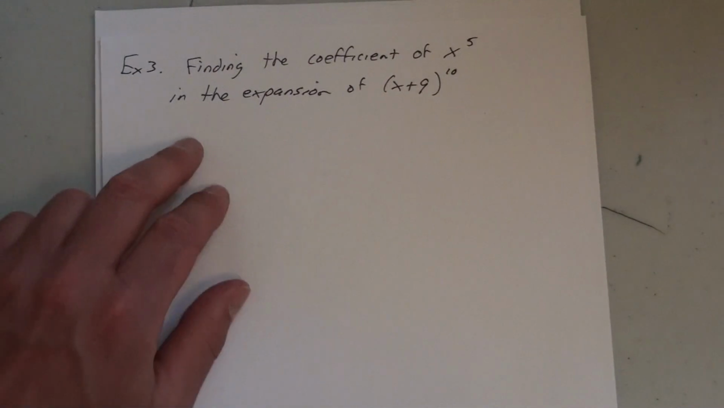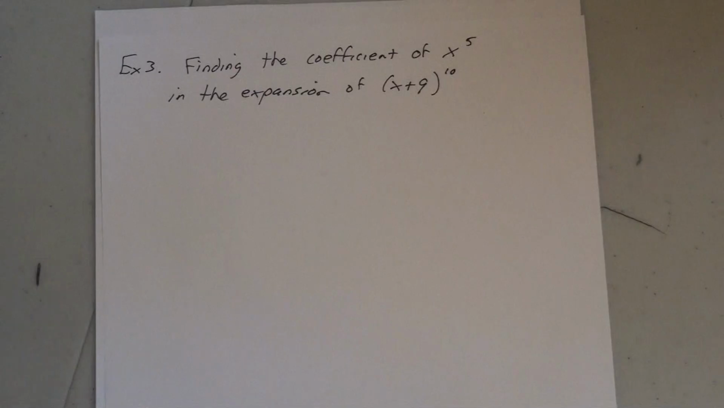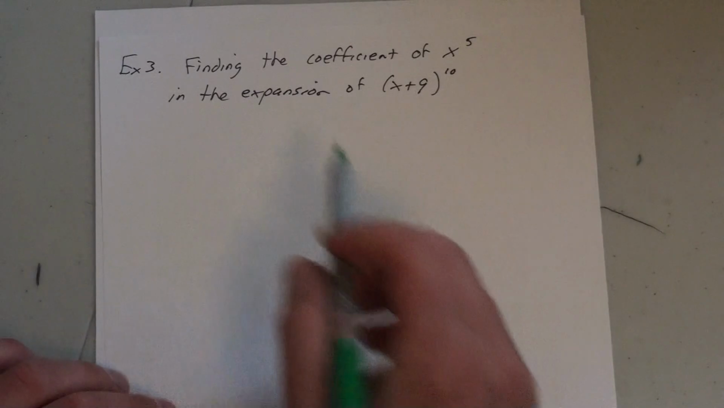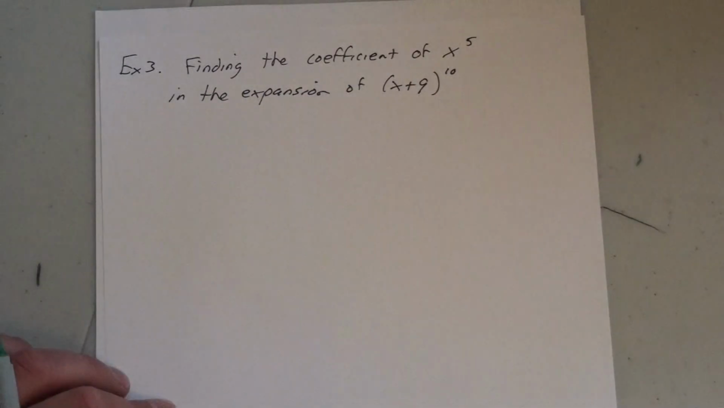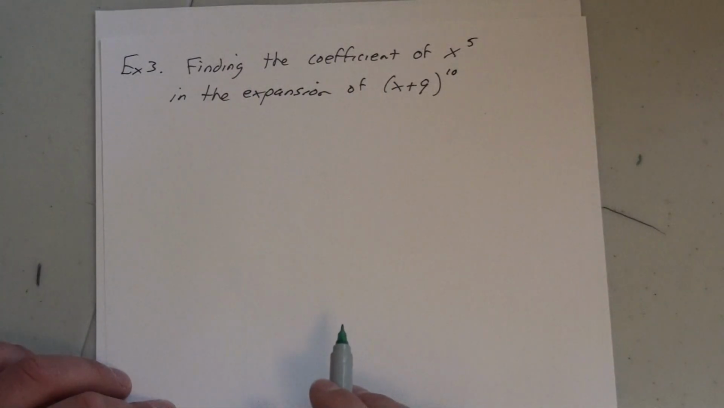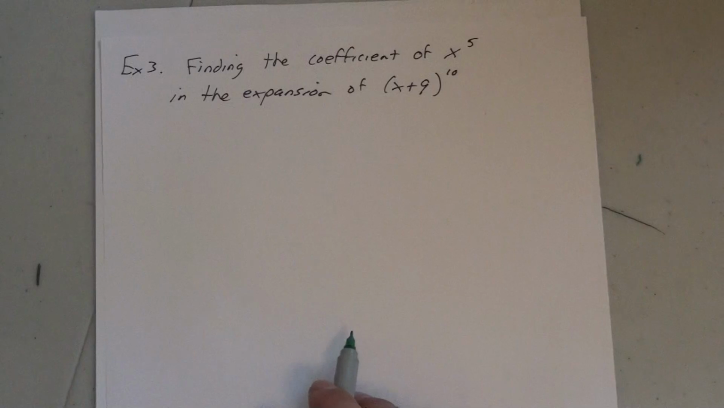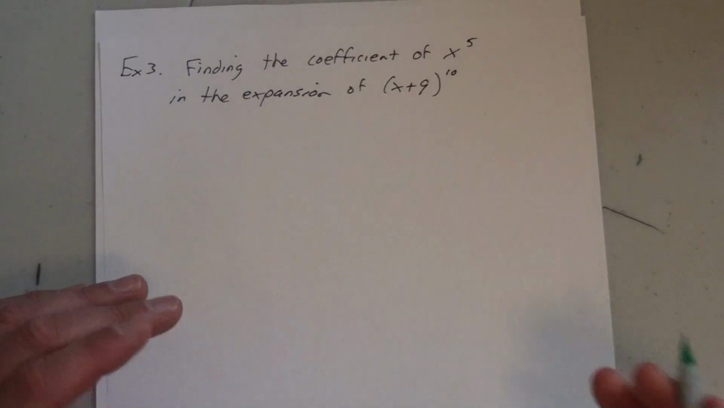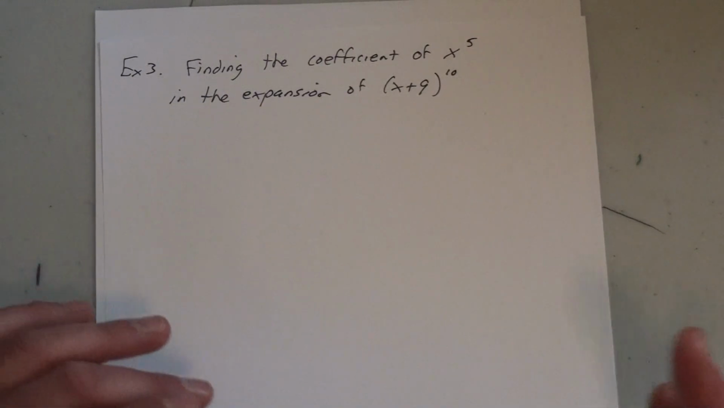Last question. These are probably the trickiest questions on this whole section. Find the coefficient of x to the 5 in the expansion of this. Okay? So that's going to take a little bit of work. I don't know what term number it is, and frankly I don't care what term number it is.